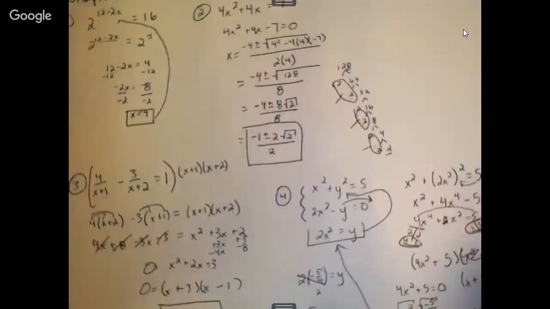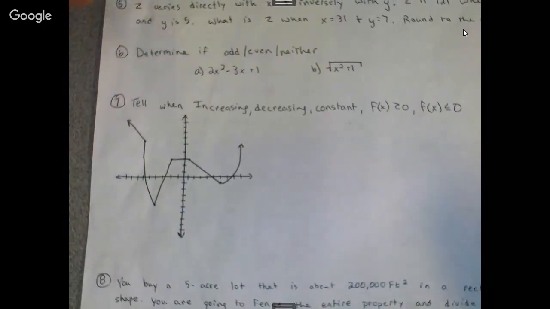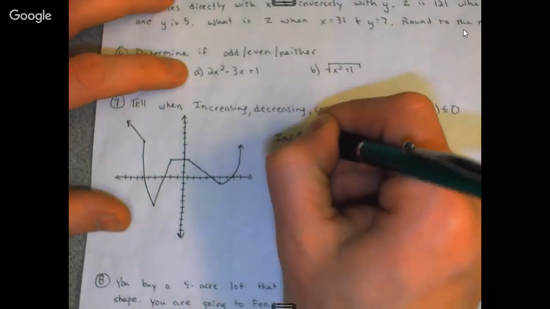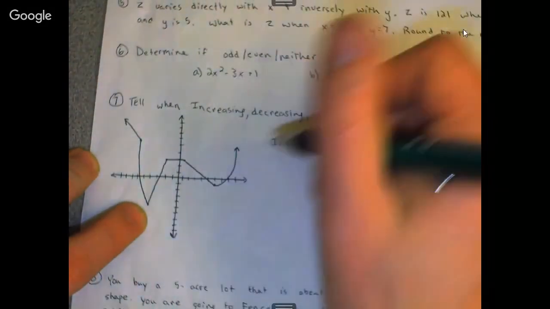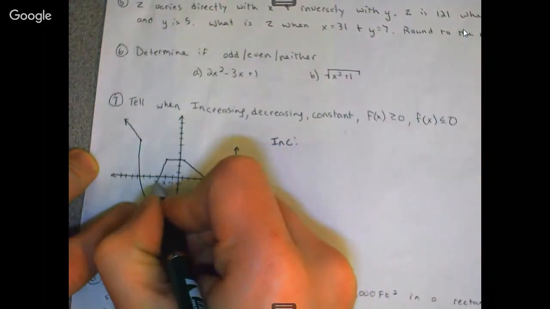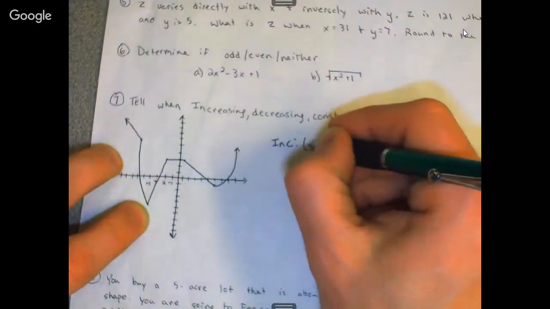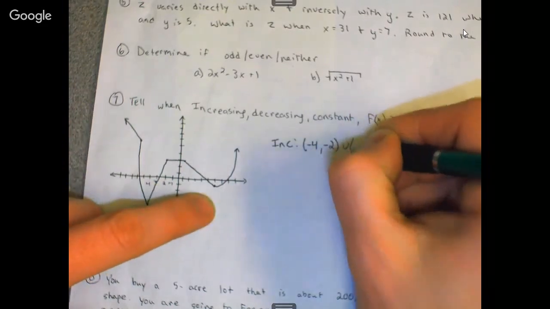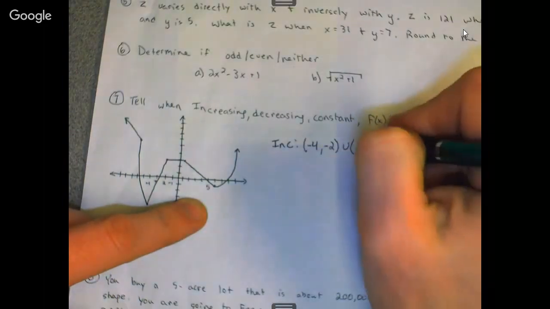Okay, I'll do this one kind of on the paper here. It says tell when increasing, decreasing, constant, when the function is greater than or equal to 0 and less than 0. So increasing. Okay, so I'm just reading it left to right, and I want to know when is my graph going up. So kind of put some numbers on here. So it's increasing from -4 to -2, union, let's see, 1, 2, 3, 4, 5, so 6 to infinity.